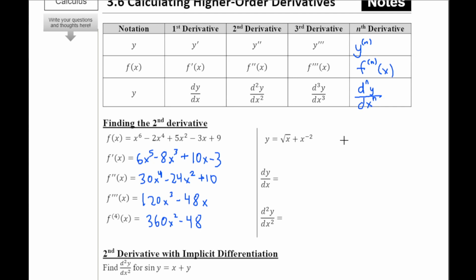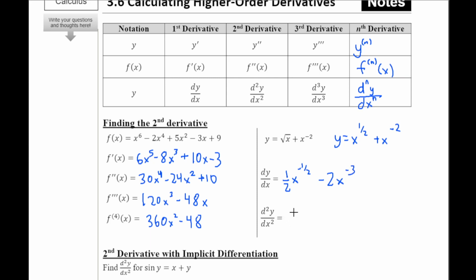For this one, before you find the derivative, let's first rewrite it. y is equal to x to the 1/2 plus x to the negative 2. You can leave that. So now we can apply the power rule. The first derivative is 1/2 x to the 1/2 minus 1, which is x to the negative 1/2, minus, bring the negative 2 down, 2x to the negative 3.